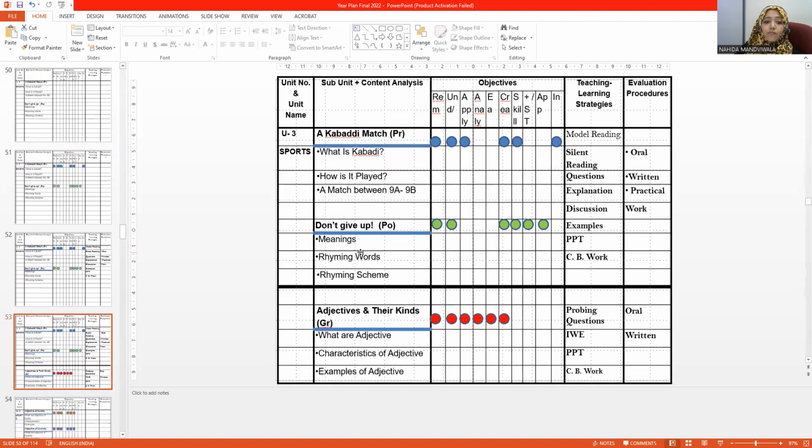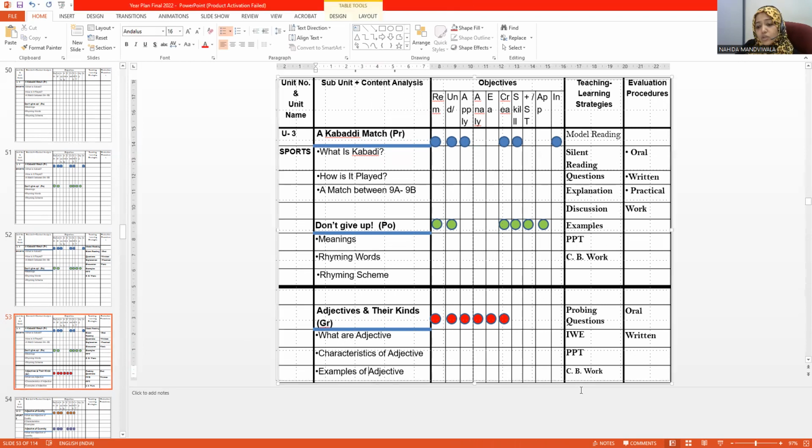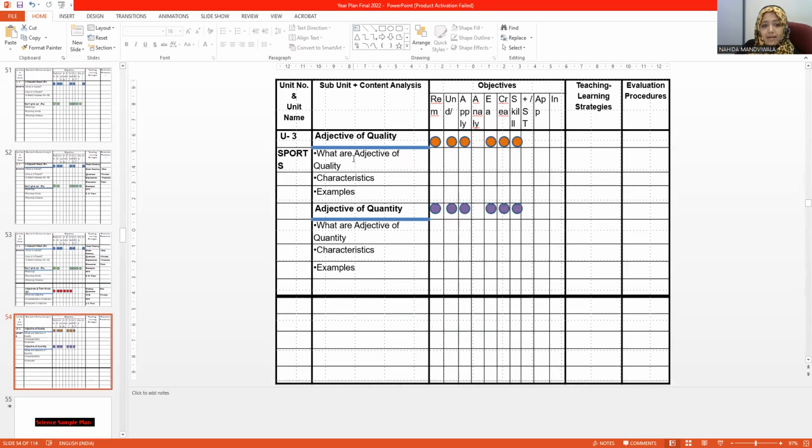And then apart from the prose and poem, we also have grammar topics. So we have adjectives and their kinds. So here I just briefly introduce what are adjectives, the characteristics and its example. Accordingly, the teaching learning strategies are there and the evaluation strategies are there. And I also have the different types, their kinds. So I have adjective of quality and adjective of quantity. And this also I have listed down what am I going to teach over there, my outline of these two kinds, and what are the objectives that will be achieved.